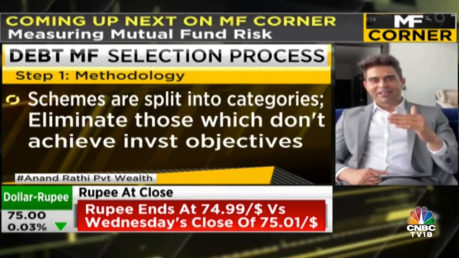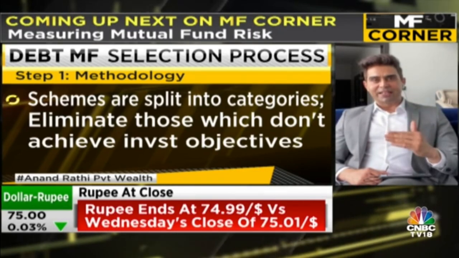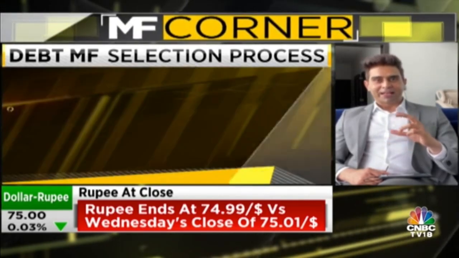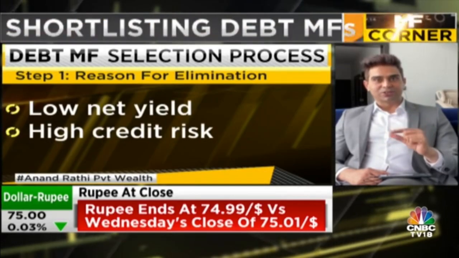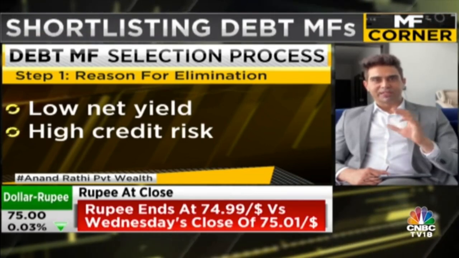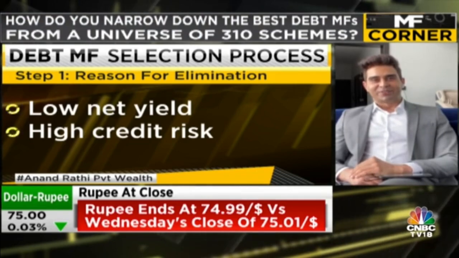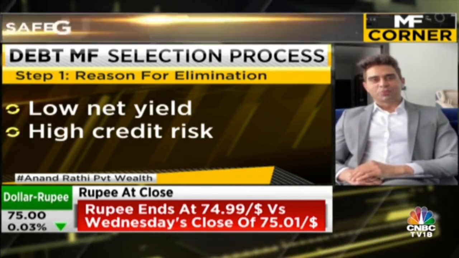That's the first step. In the 89, you leave aside asset management companies not in the top 10 and funds which are less than 1,000 crores of AUM, because liquidity is also critical. So that brings it down to 29 from 310. And then you put subsequent filters as well.